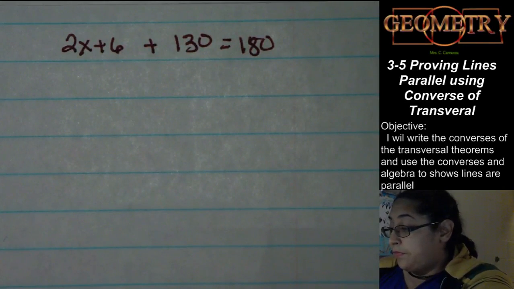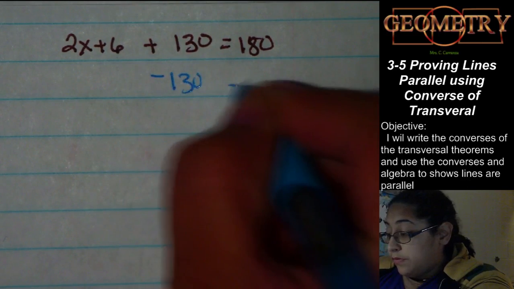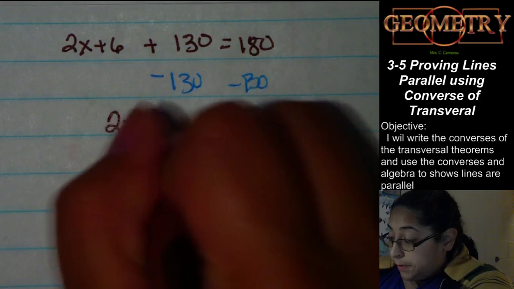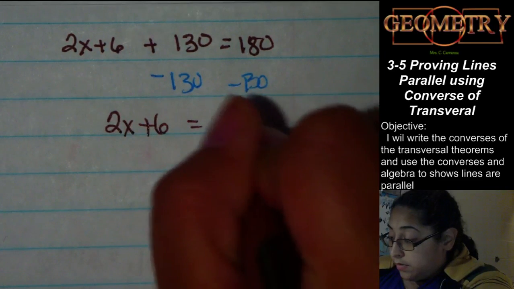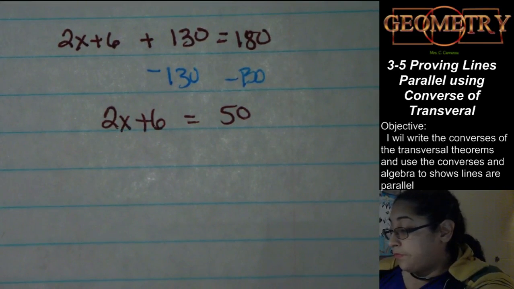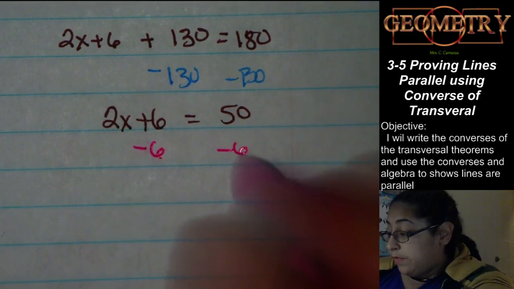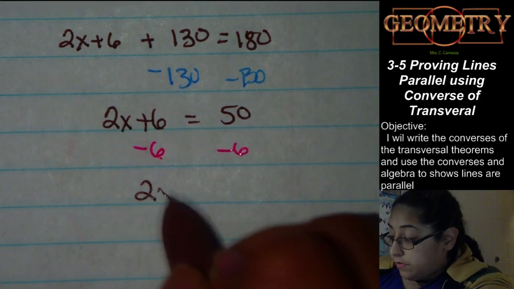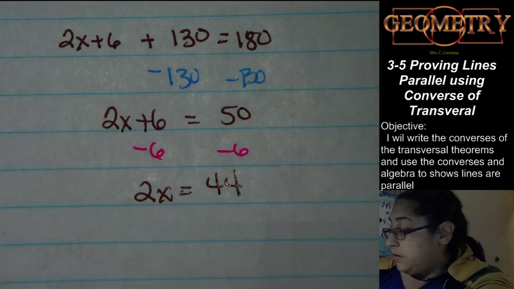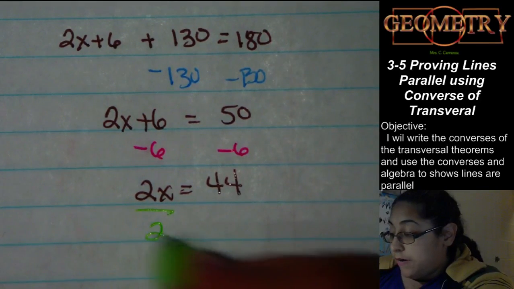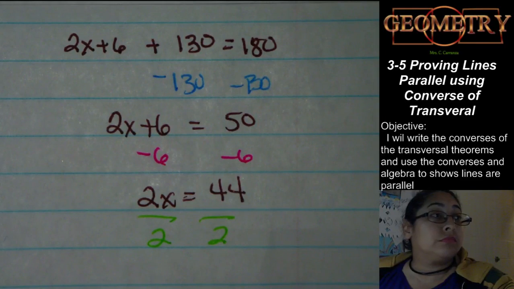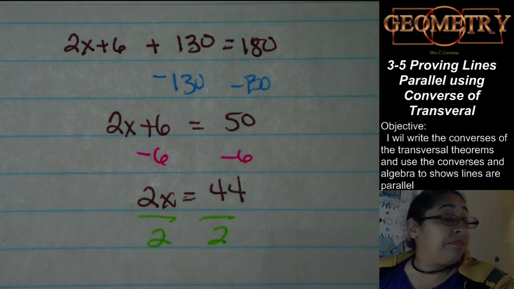Subtract 6 from 30. Okay. Then what? Subtract 6. Then what? Divide by 2. All right. Feel okay? All righty.